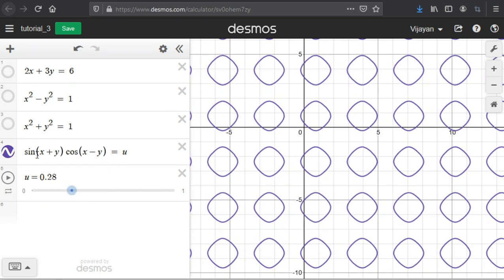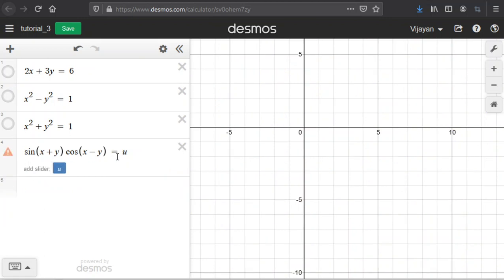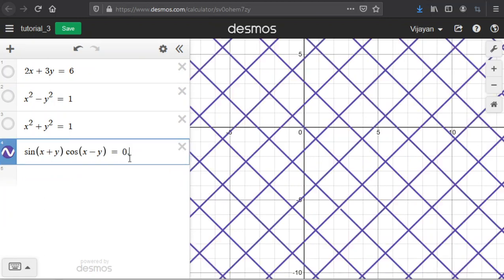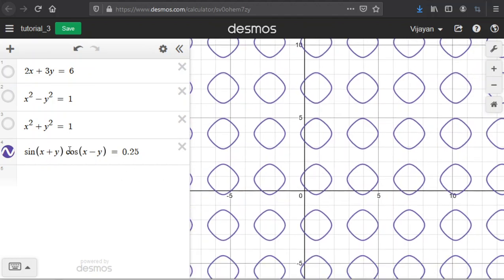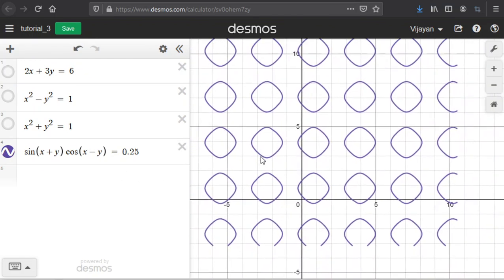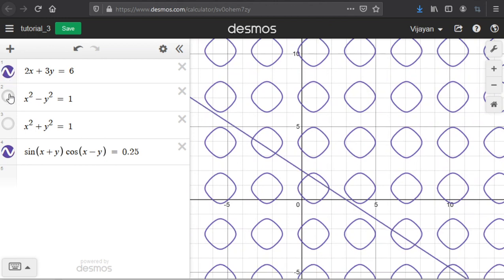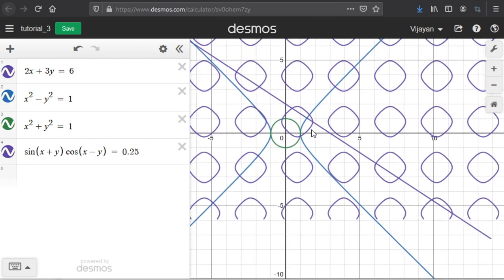and they are forming. So basically what we do is, instead of giving this slider, we generally write 0.25, and this is the pattern that will appear. The graph of sin(x+y)·cos(x−y) is equal to 0.25. Now we will switch on other functions also. This is the complete output.